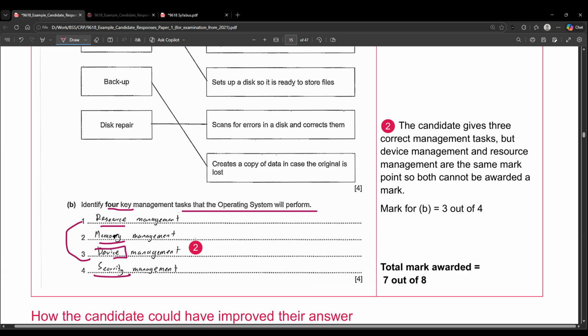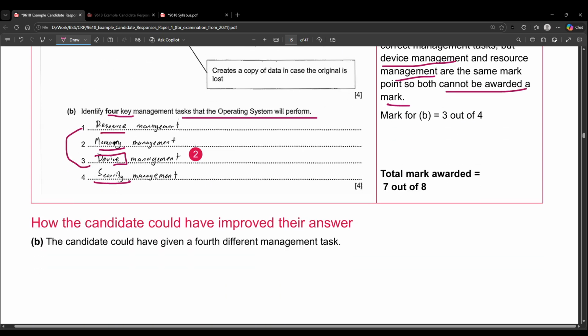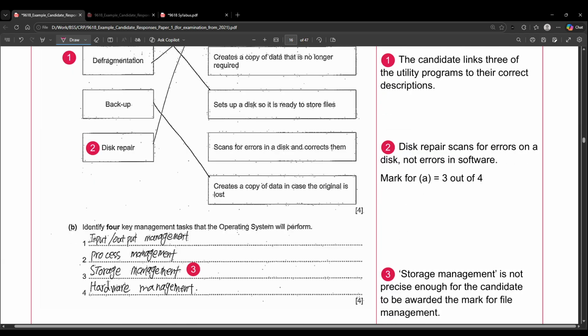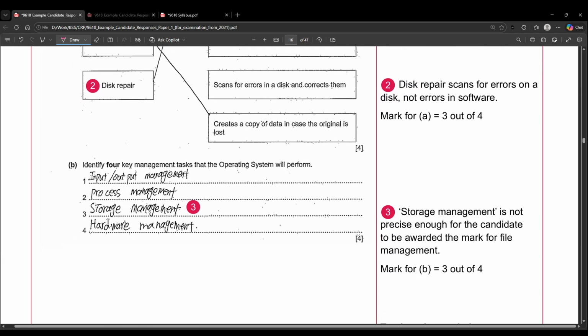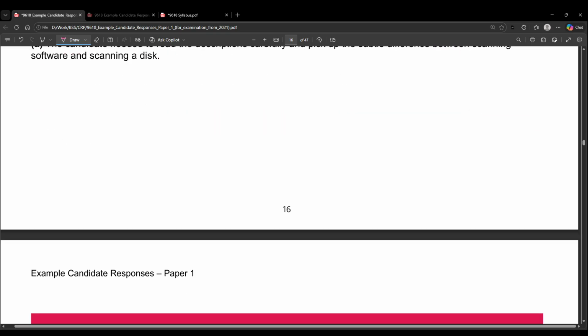Because device and resource are the same thing. So there is no distinction between them. So the management is correct, but device management and resource management are the same, so it cannot be awarded a mark. See, so losing marks is for very simple reasons. Then they have written storage management, which is not a keyword. That is wrong.